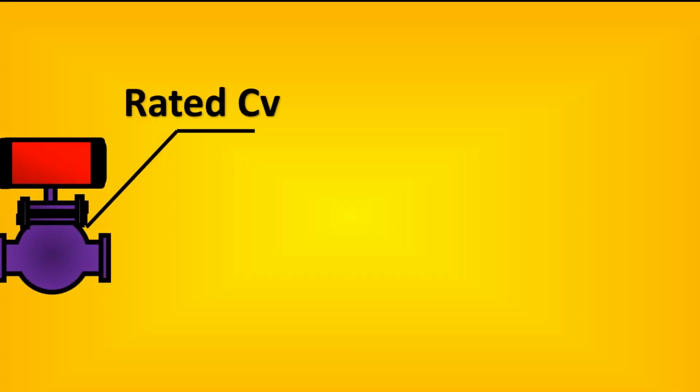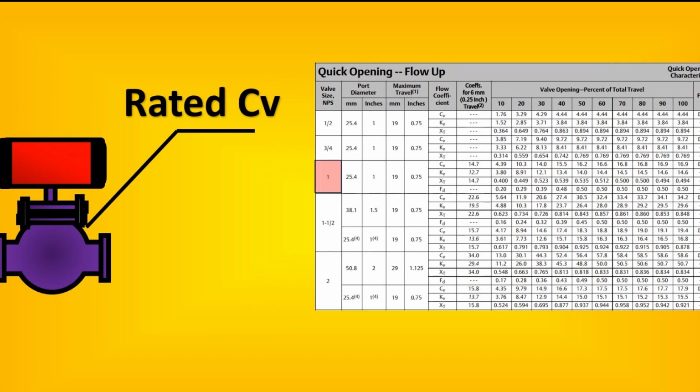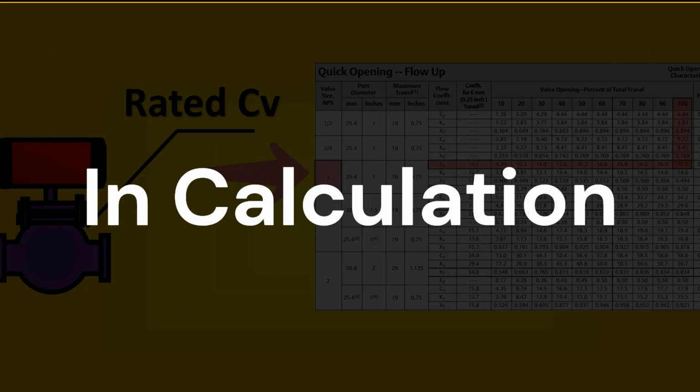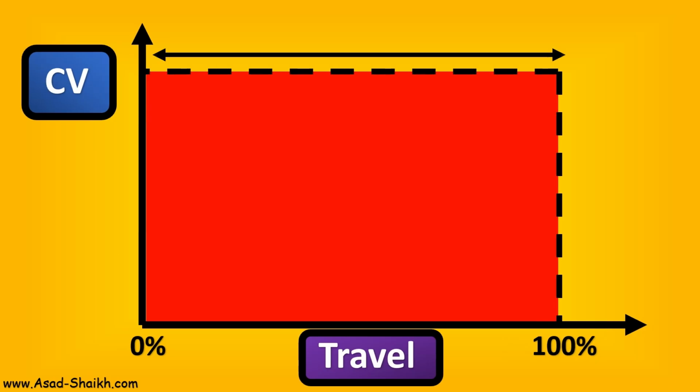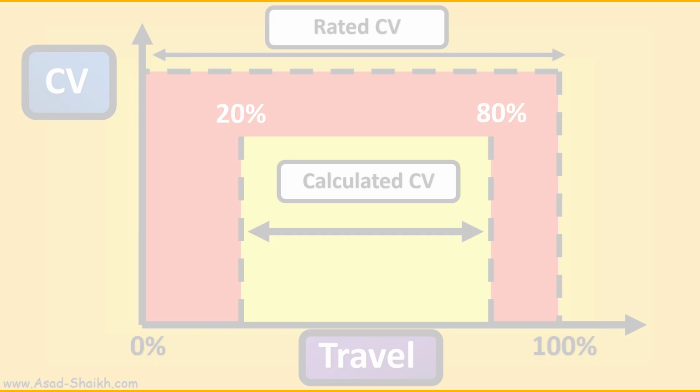A valve generally has a rated CV that we use. So for example, if we try to find out the rated CV for a 1-inch valve, we get to know that the CV at 100% opening is 16.9. So we take the rated CV in calculation, and then we take the graph where the rated CV has to accommodate the calculated CV between 20 to 80%. But here we are missing a very important step.